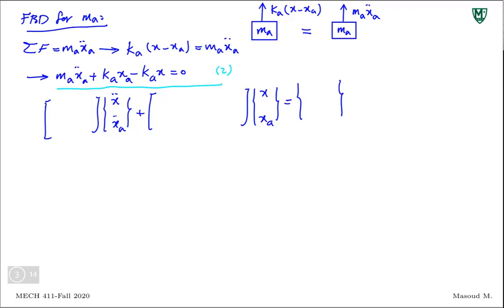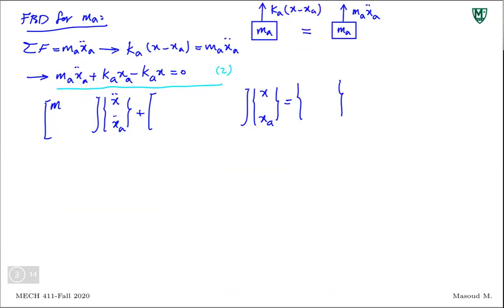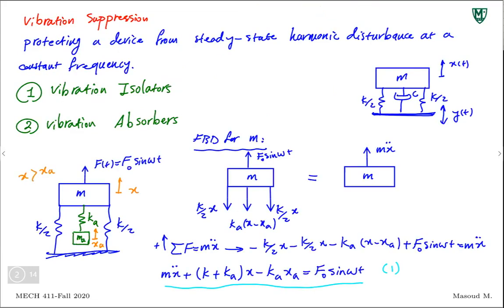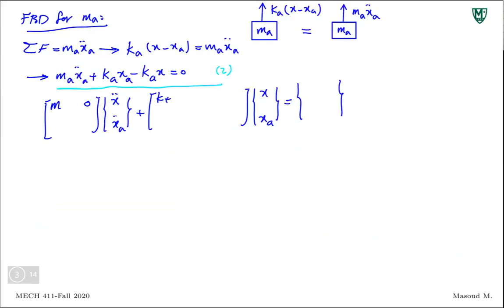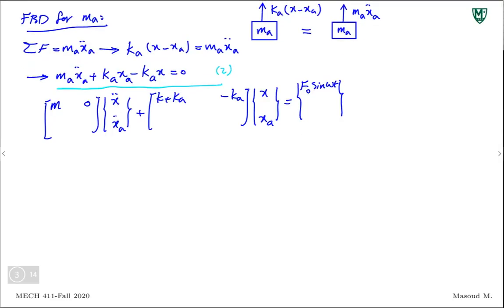Mass matrix, well, first line is coming from the first equation. We have M right there, so that is M. No xa double dot in the first equation. For x and xa, the x coefficient is K plus Ka, and the other one is minus Ka. And in this case, we have force on the right side, so F naught sine omega t. For the second line, second equation, there is no component for x double dot. Component for xa double dot is Ma. Then we have minus Ka, Ka, and no force on that side, so 0.